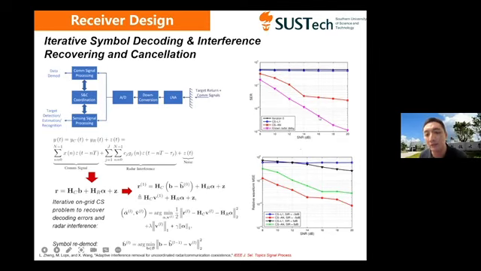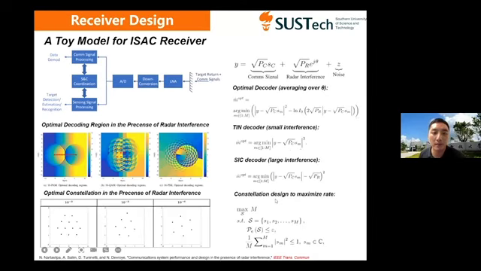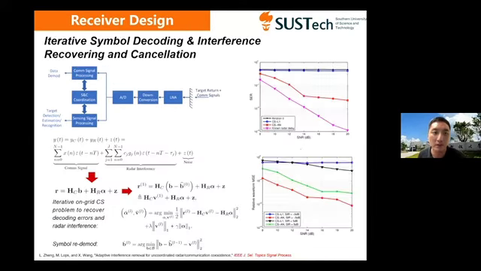And these are some of the results. When we increase the SNR, we have reduced SER and reduced radar waveform recovery MSE. This is from another paper published in JSTSP. So these are some basic designs and basic principles for receiver design in ISAC problems.